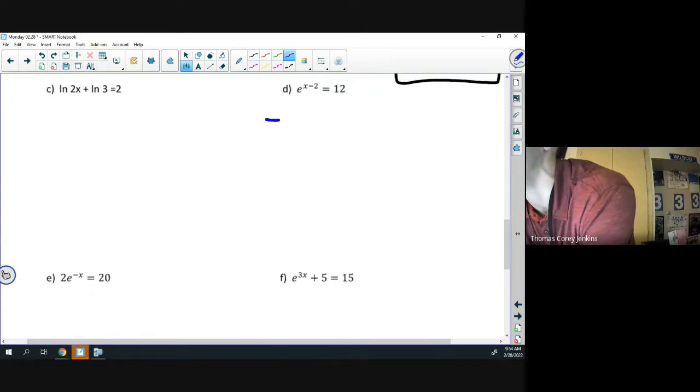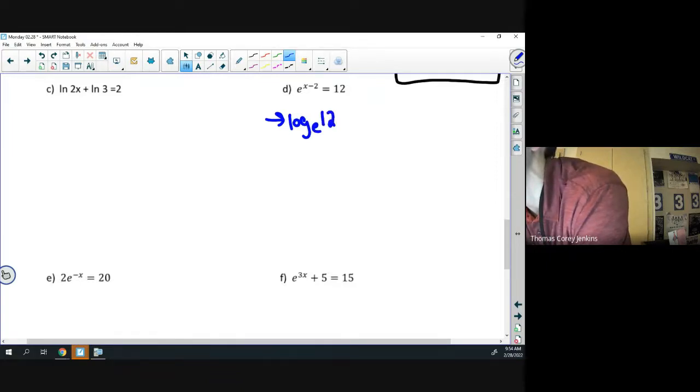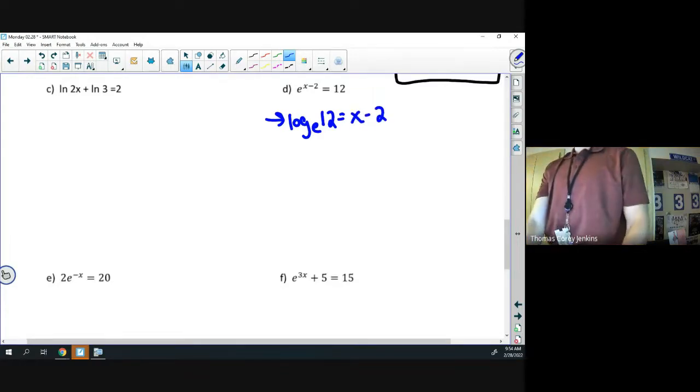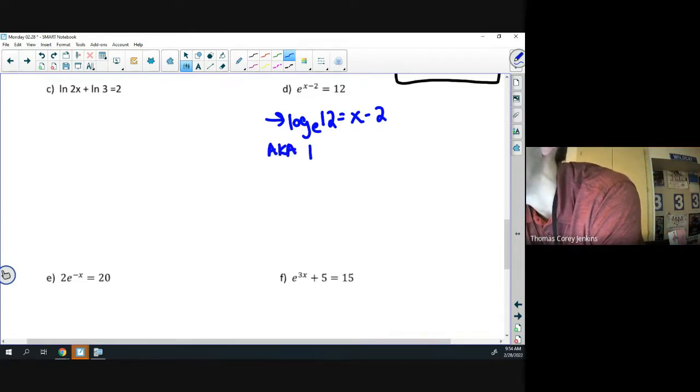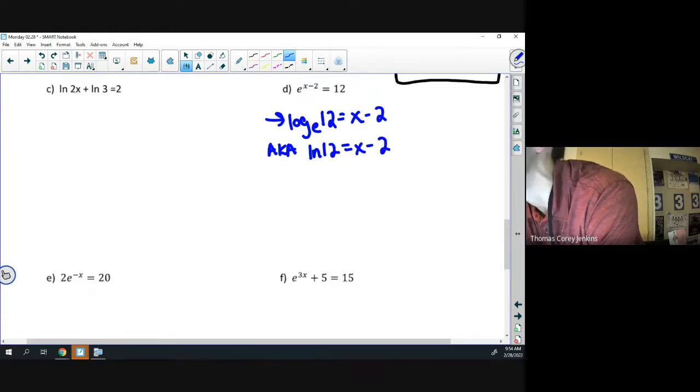As a log, this would be log base e of 12 equals x minus 2. And again, log base e of anything is just natural log, so we say this is also known as ln of 12 equals x minus 2.